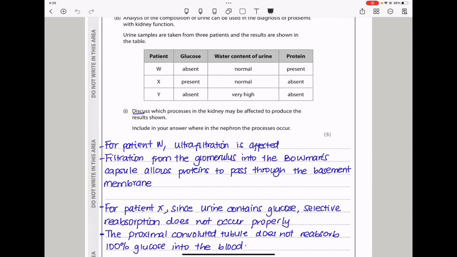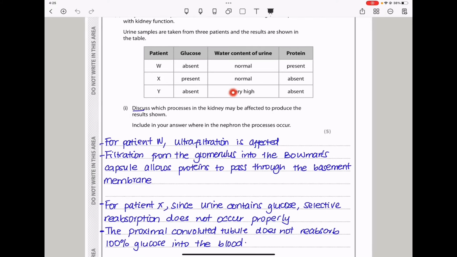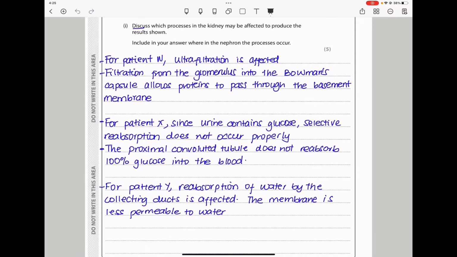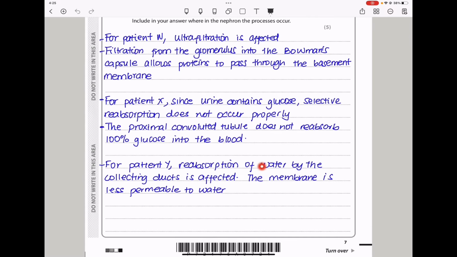And for patient Y, glucose is absent, but they have very high amounts of water. There could be a problem with their collecting ducts. So I said for patient Y, reabsorption of water by the collecting ducts is affected. The membrane is less permeable to water.